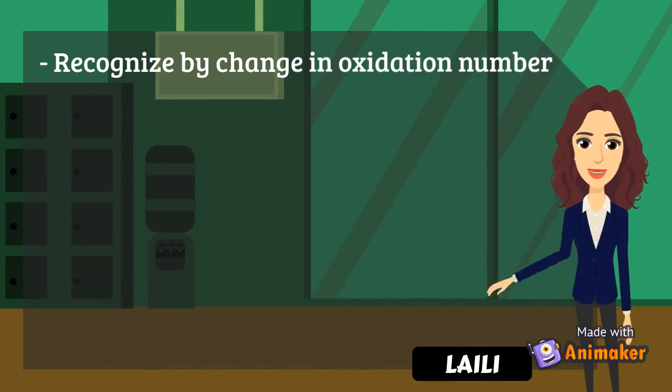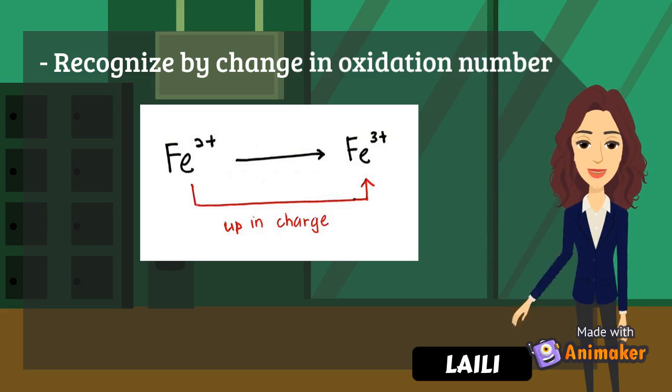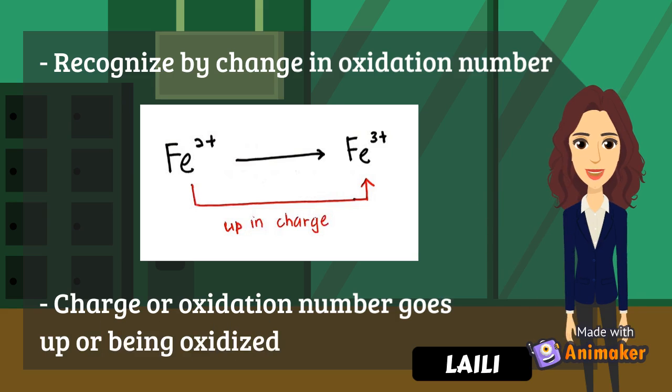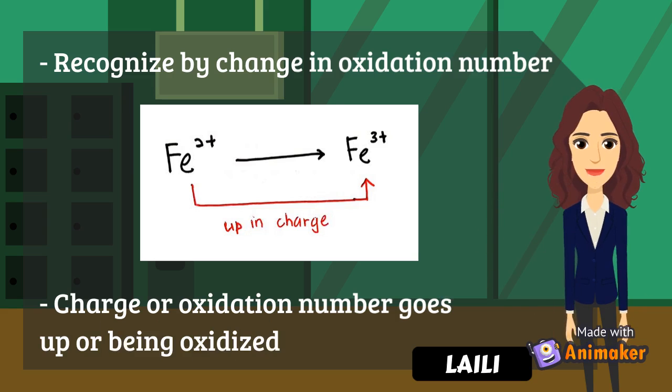Next, you can also recognize it by a change in the oxidation number. For example, if I have the ion Fe2+ reacting to form Fe3+, you can easily learn that when the oxidation number or charge goes up, or is being oxidized, there is oxidation.